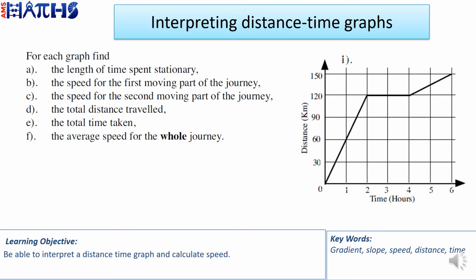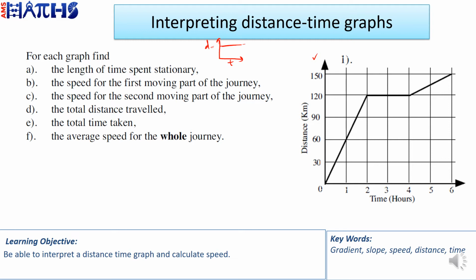Now we're going to look at interpreting distance time graphs. So here's the graph that we're focusing on the right. We need to answer the questions that are written on the left. The first one says we should find the length of time spent stationary. We know that if our line is horizontal, flat, on a distance time graph, then it means that the object has stopped or the object is stationary. Now we need to find on the graph where the line is horizontal.